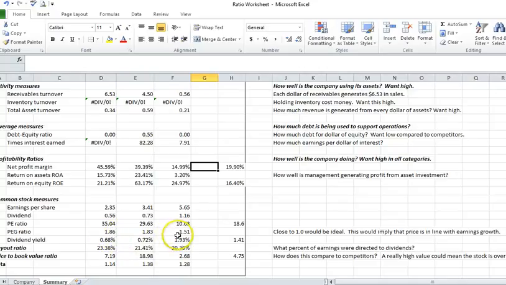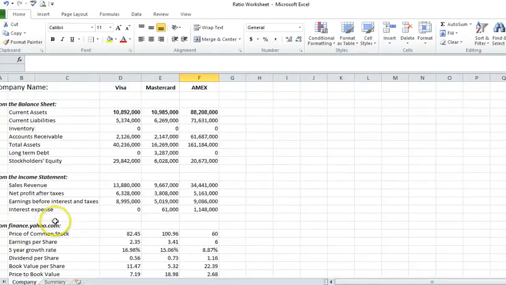PEG, we're probably looking for something close to 1. So here American Express would be the closest to 1. All of these are kind of high. And the rest of the information that you're going to read about in Chapter 7. I should point out, going back to the company, that you're going to do this 3 times. So I collected information for Visa and then again for MasterCard and American Express using the same process I explained earlier.